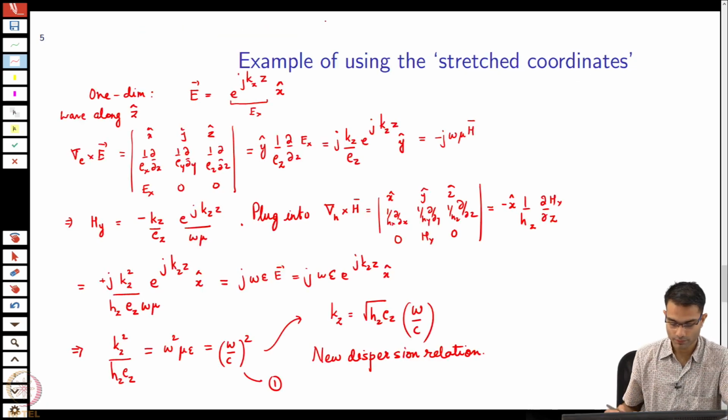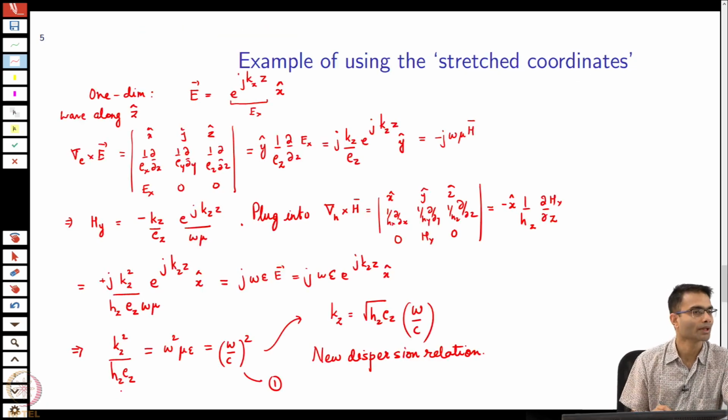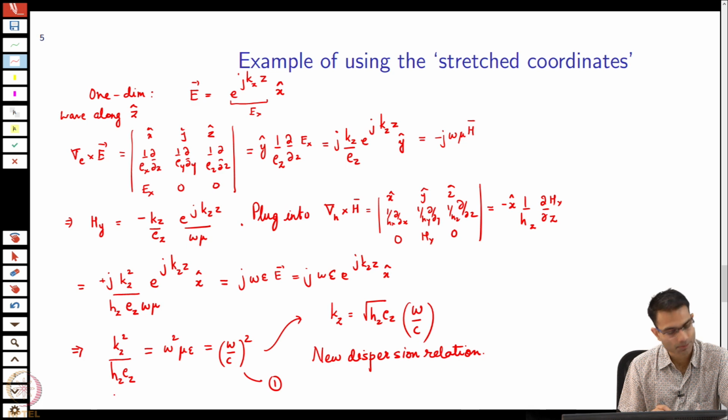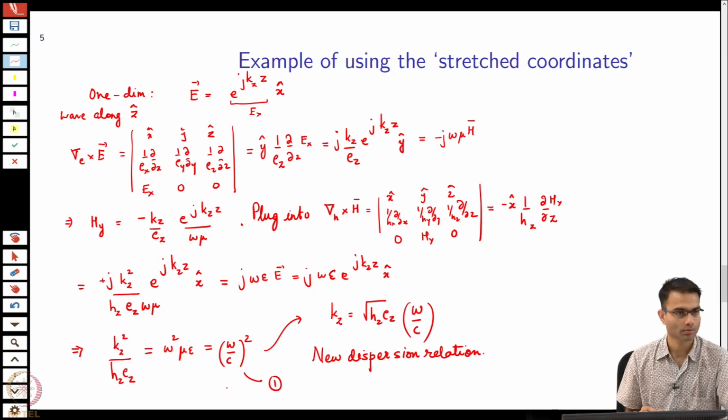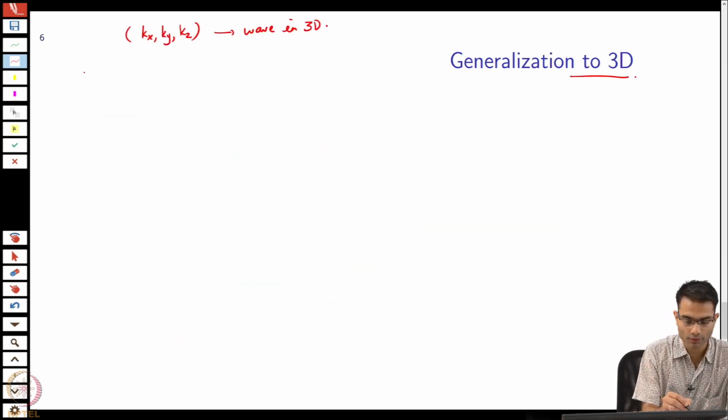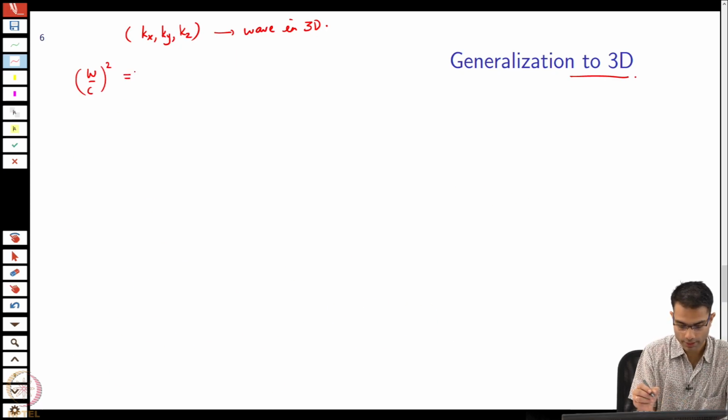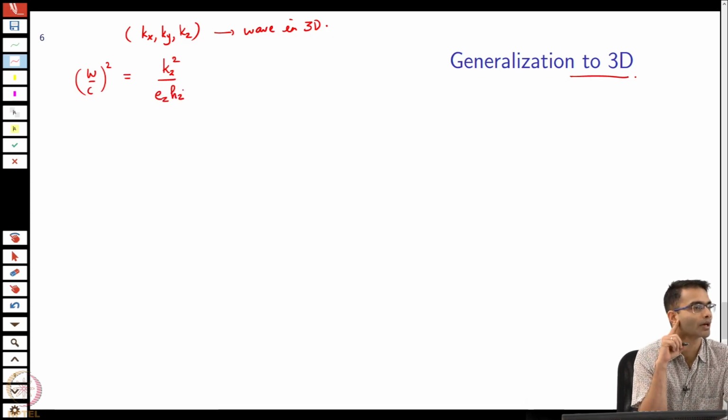Okay. So, then what happens? Without doing the math, what do you intuitively expect? Equation 1: omega by c whole squared will always appear. In the case of 1D, this was kz squared by Ez Hz. What do you expect will happen?